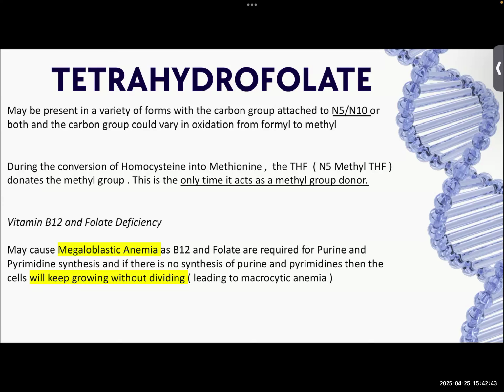Macrocytic anemia, you guys already took heme, HLS. So you know it's the anemia where the MCV of the red blood cell is large, but the hemoglobin is low. So megaloblastic anemia is a type of macrocytic anemia caused by B12 and folate deficiency.